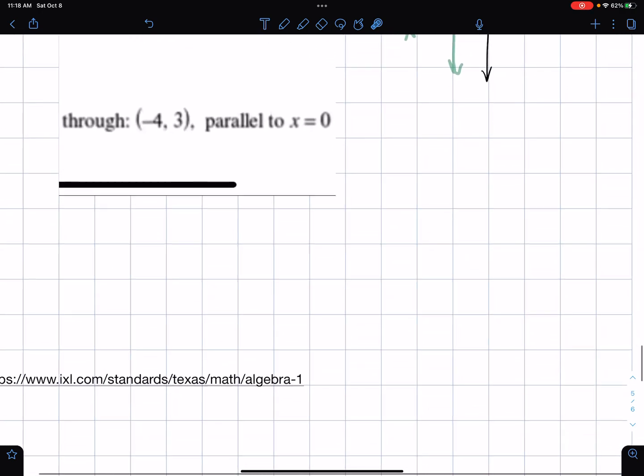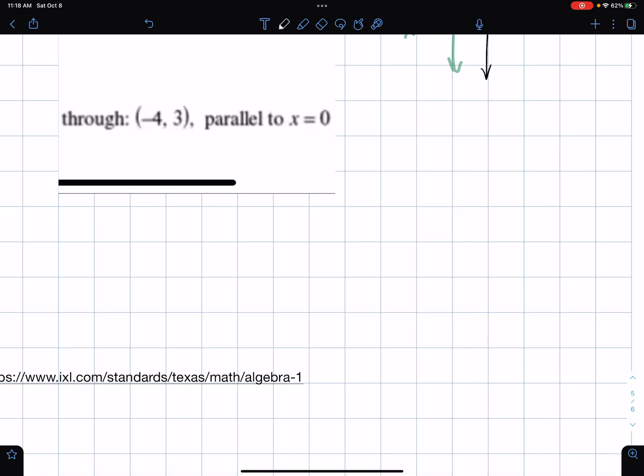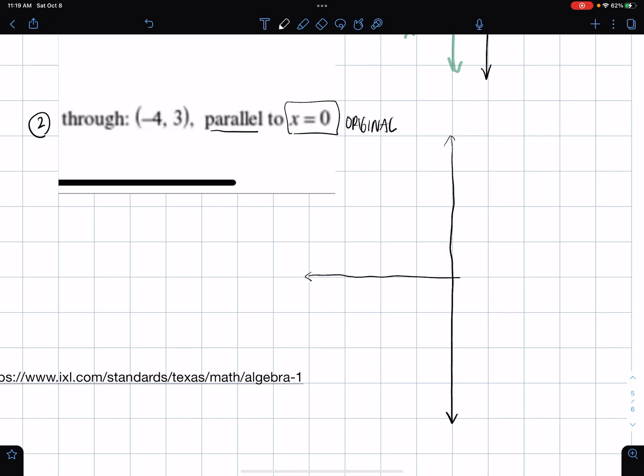All right, so let's look at question number 2. We need to find the equation of the parallel line to this original line. Now, once again, we have to draw it. So anytime you're dealing with problems when we have an equation of a line and it does not have both the x and y in the equation, it's best that you actually just draw it.